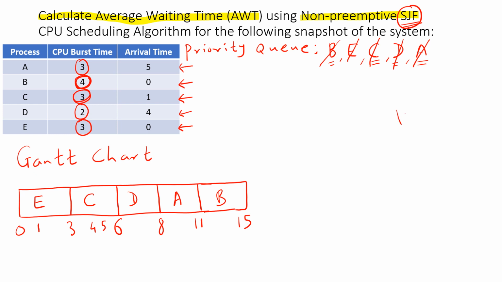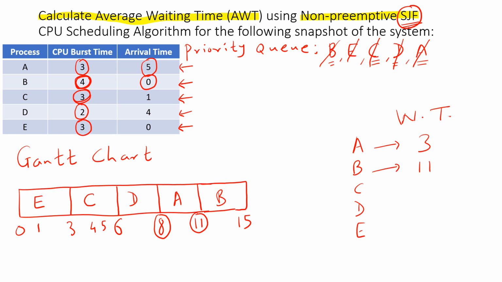Now let us calculate the waiting time for all the 5 processes. What is the wait time for A? A came at time unit 5 and got CPU at time unit 8. So 5 to 8 it was waiting, so it's 3. B came at time unit 0 and got CPU at time unit 11. So from 0 to 11 it was waiting, so the wait time is 11.